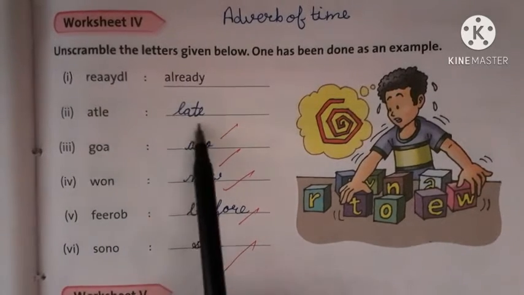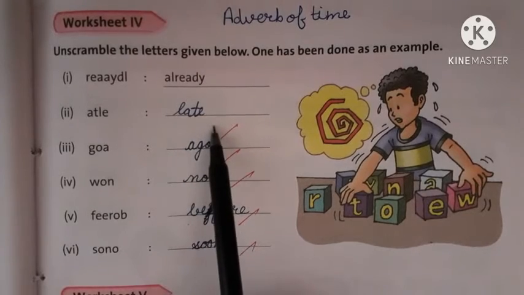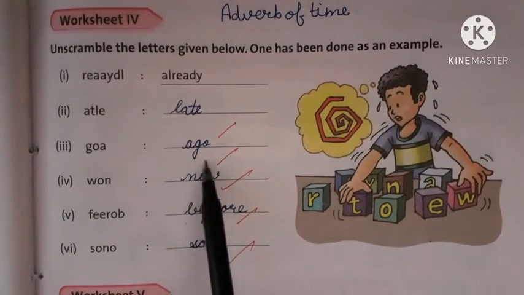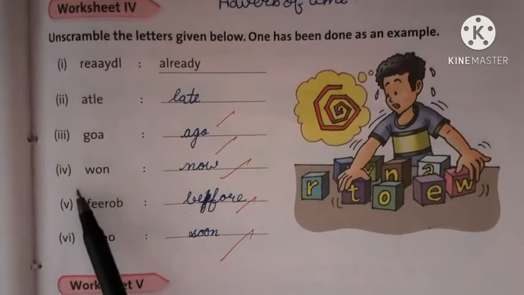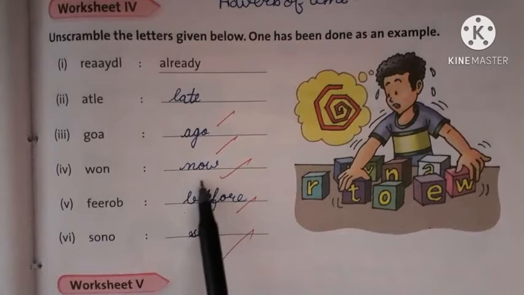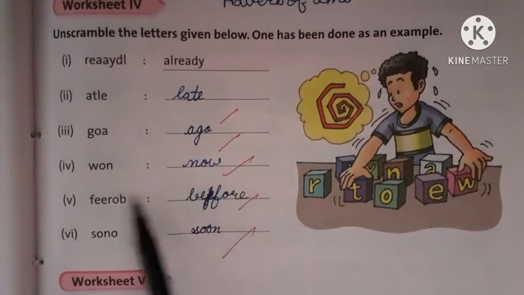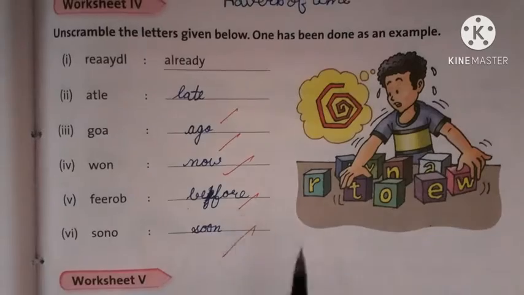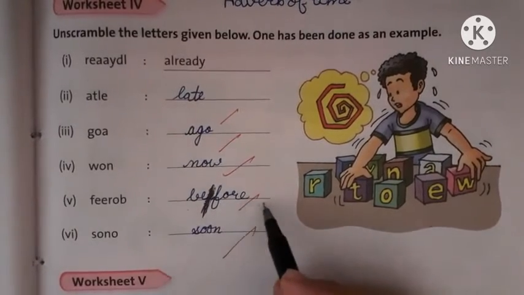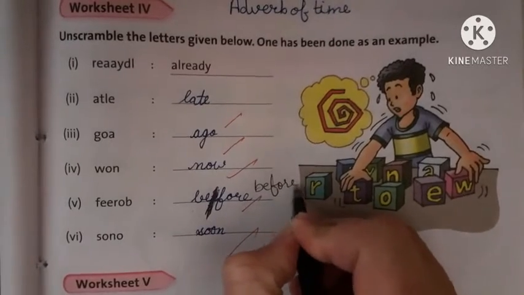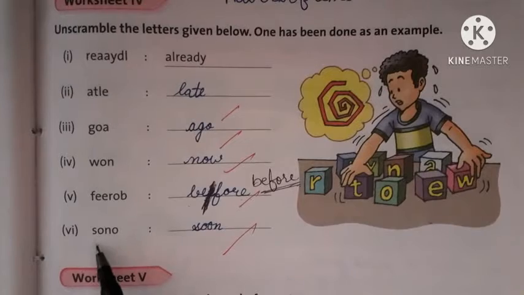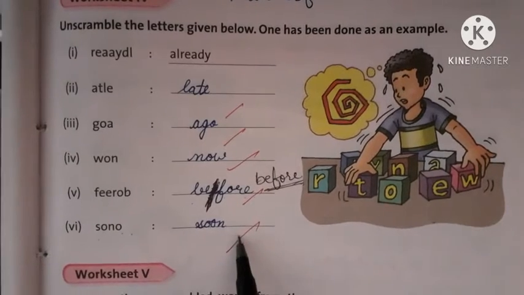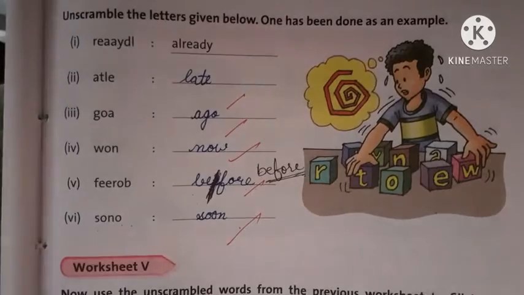Next, ATLA. What word is formed? Late. LATE. Late. Third one, GOA. New word, AGO. Ago. WON. New word, NOW. Now. FEEROB. New word is before. BEFORE. Before. Next, SONO. New word is soon. SOON. Soon. Next is worksheet number 5.